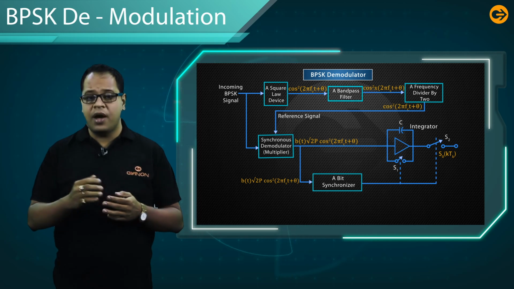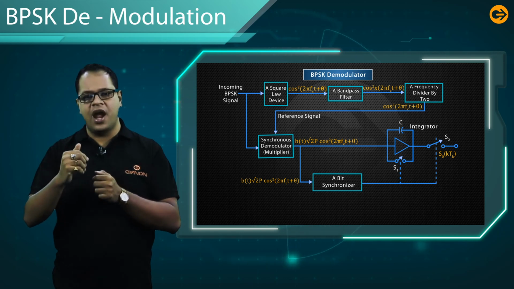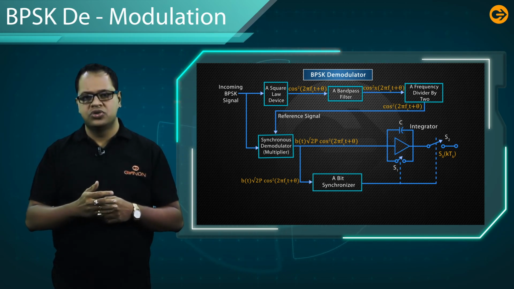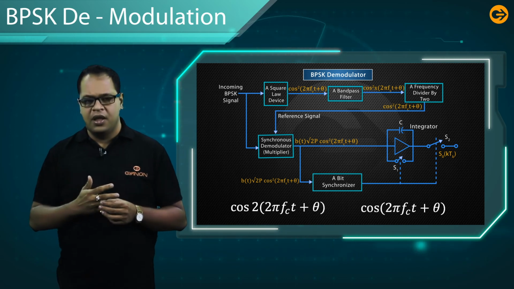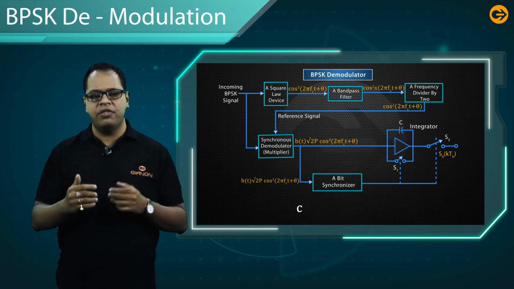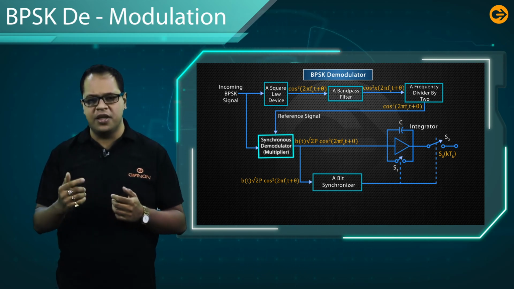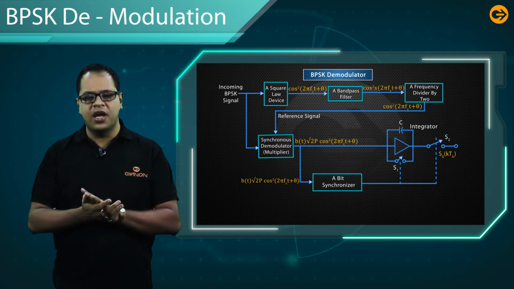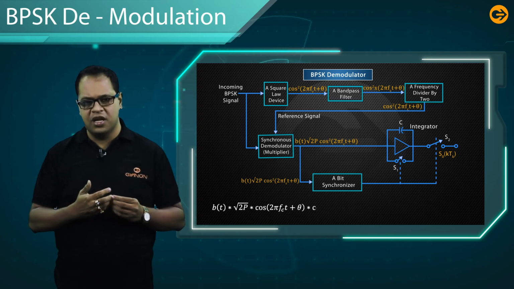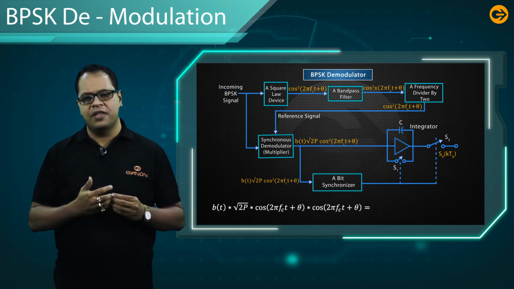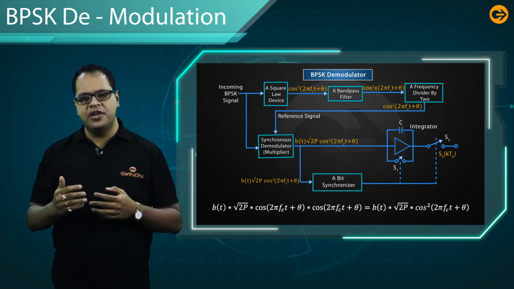It is then passed through a bandpass filter. A part will pass through this bandpass filter and another part will be cut out. So the output will be cos (2π fc t + θ). Next, the BPSK signal and cos (2π fc t + θ) are applied to a synchronous demodulator or multiplier, the output of which is b(t) root 2P cos (2π fc t + θ) into cos (2π fc t + θ), which is equal to b(t) root 2P cos square (2π fc t + θ).